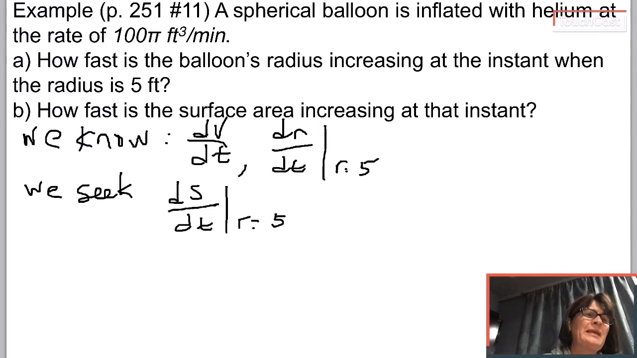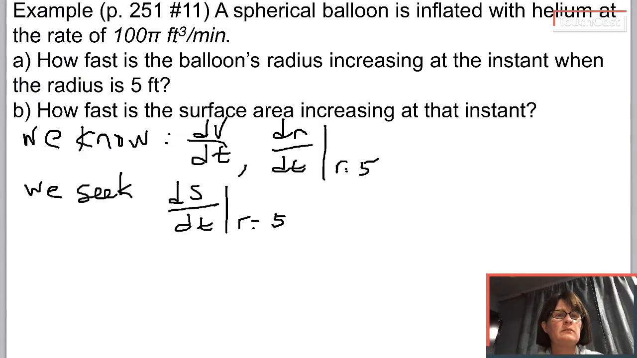All right, so to answer part B, we know the same thing that we knew last time, which is we know dV/dt. We now also know dr/dt at the exact moment when r equals 5. That's what we found as the answer to part A. The thing we're looking for is the derivative of this, the rate of change of the surface area, which I'm going to call capital S, you can call it whatever you like, at the exact moment when the radius is 5.